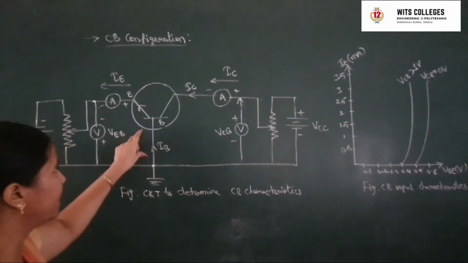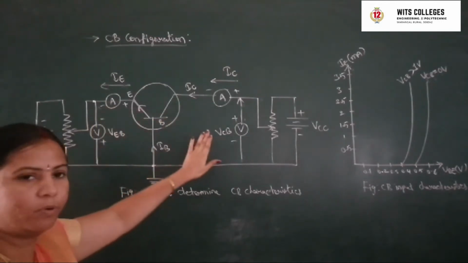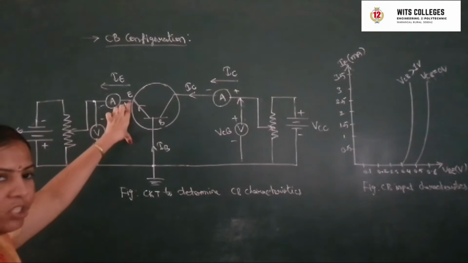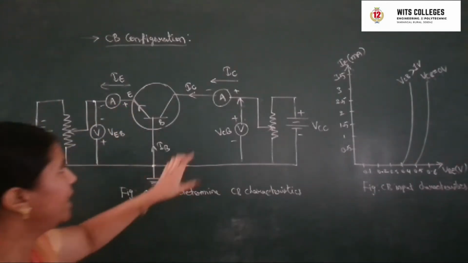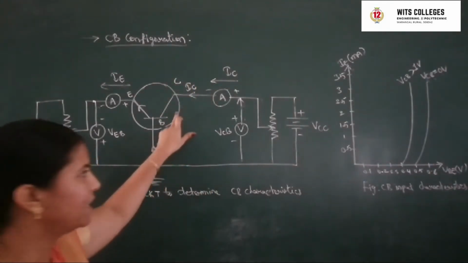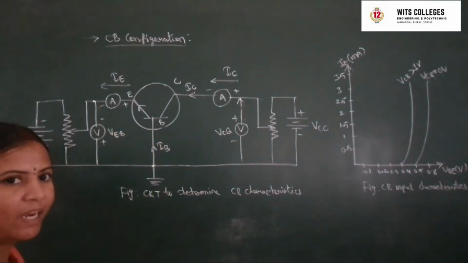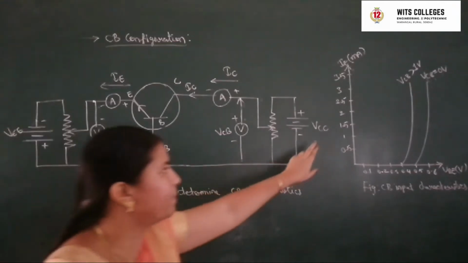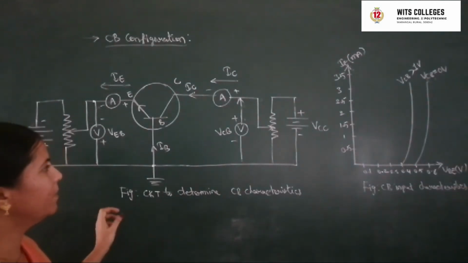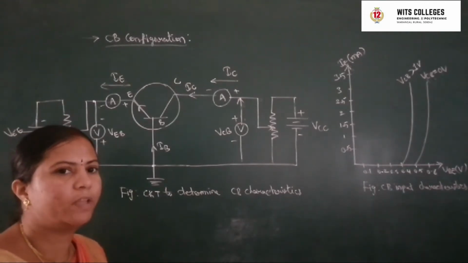Okay? So here we are taking the NPN transistor. Here the base terminal is grounded with respect to the input and output circuits. Here always the input circuit, that is between base and emitter junction, is connected in forward bias, and the collector and base junction is connected in reverse bias. Here the emitter power supply is indicated by VEE, and the collector power supply is indicated by VCC.